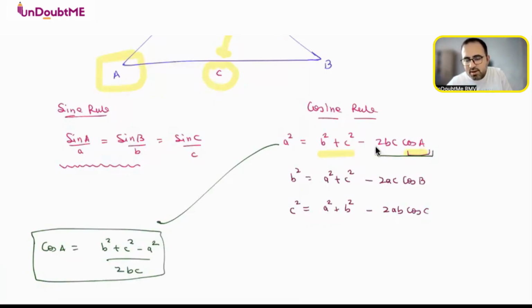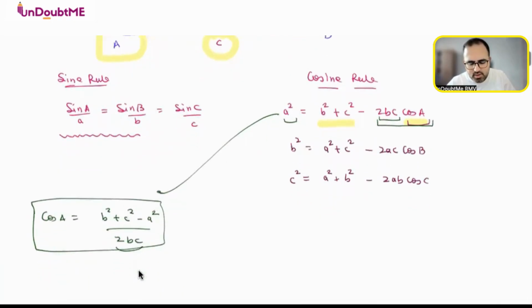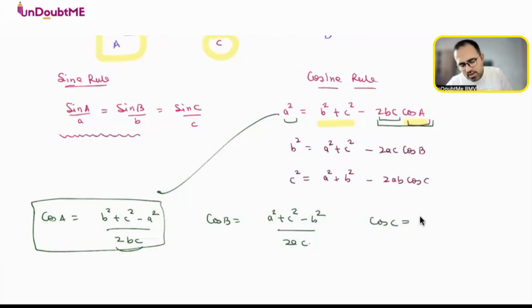For that, you have to send minus 2bc cos a to the other side, and then take this a square to the right. You will get b square plus c square minus a square, and then this 2bc will be divided. And likewise, we can write for cos b, which will be a square plus c square minus b square over 2ac, and cos c will be a square plus b square minus c square over 2ab.